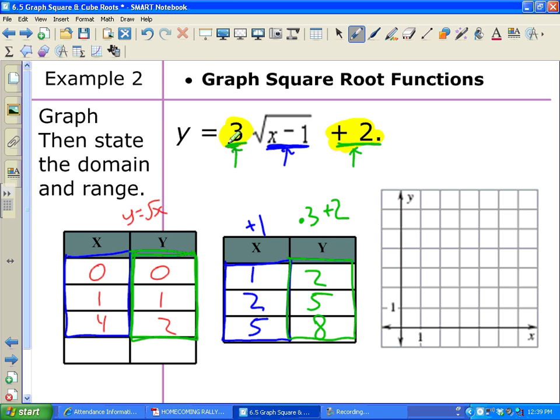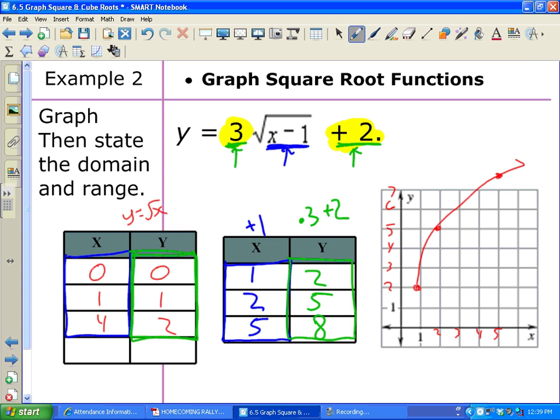My key point is 1, 2. I'll go ahead and graph them. 1, 2. Next coordinate is 2, 5. And my last coordinate is 5, 8. 1, 2, 3, 4, 5, 6, 7, and 8 is just a little bit off.